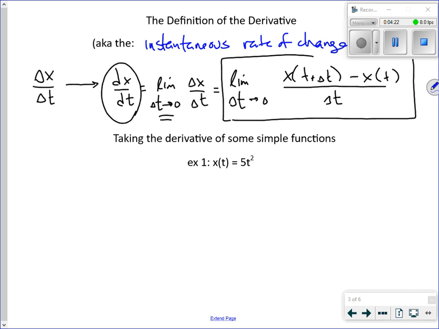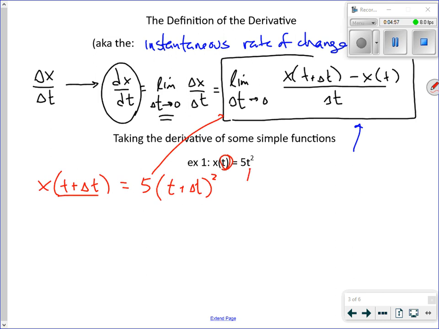All right, so let's do this with a couple of sample functions. Let's say that here's an expression for position as a function of time. And so if we want to go through this process, the first thing I do is say, let's evaluate the function at that instant. So the t that I put in is t plus delta t. At what time? At this time. So where you see a t, you put in that time.